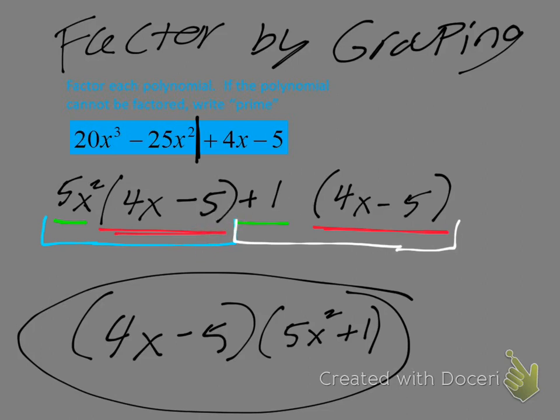How do you figure out the one again? You look at this binomial. You see that it's 4x minus 5. You already know that this binomial has to be 4x minus 5. And you do the same thing to this group that you did to this group. You factor out the GCF. GCF between 4x and 5 is 1. So you subtract that. Now you divide.